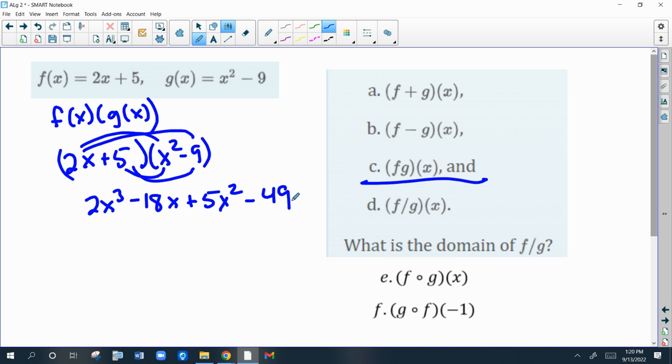Turns out there are no like terms here, it doesn't look like, so I'm just going to reorder my terms. Cube first, square next, and so on. And that is it.